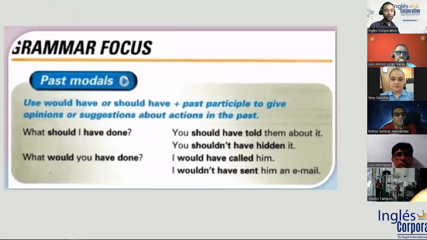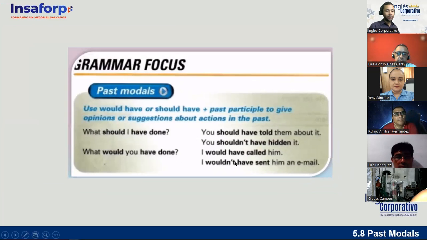So how does it work? You say, for example, what should I have done? You should have told them about it. You shouldn't have hidden it. What would you have done? I would have called him. I wouldn't have sent him an email. Again, this is the piece of information that you can find in point 5.8 of the platform. But again, as you know, my job right here is to go beyond, okay? Explain a bit more and give you more opportunities to practice.